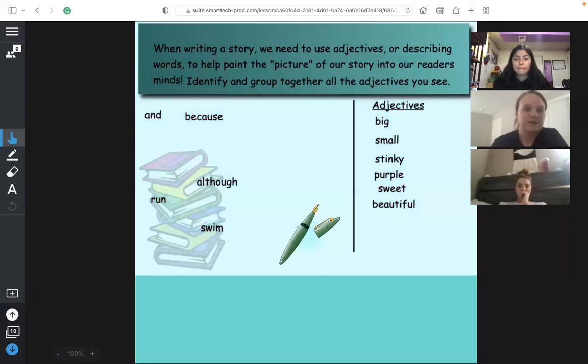And then this one, when writing a story, we need to use adjectives or describing words to help paint a picture of our story into our readers' minds. Identify and group together all the adjectives that you see.